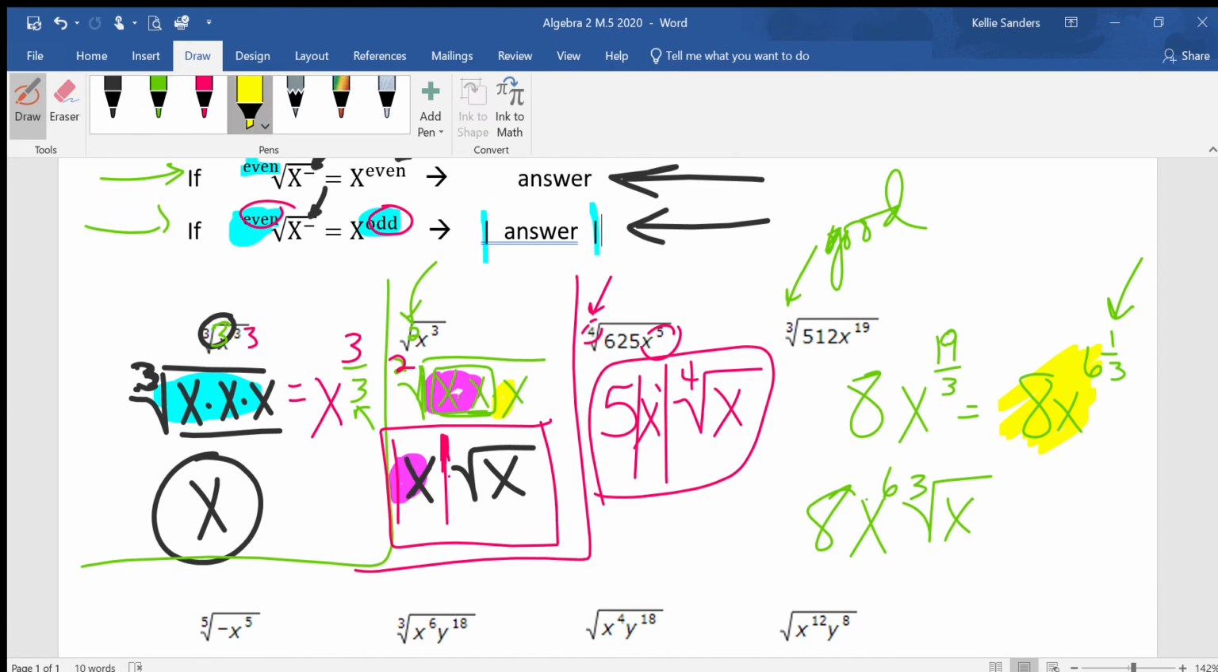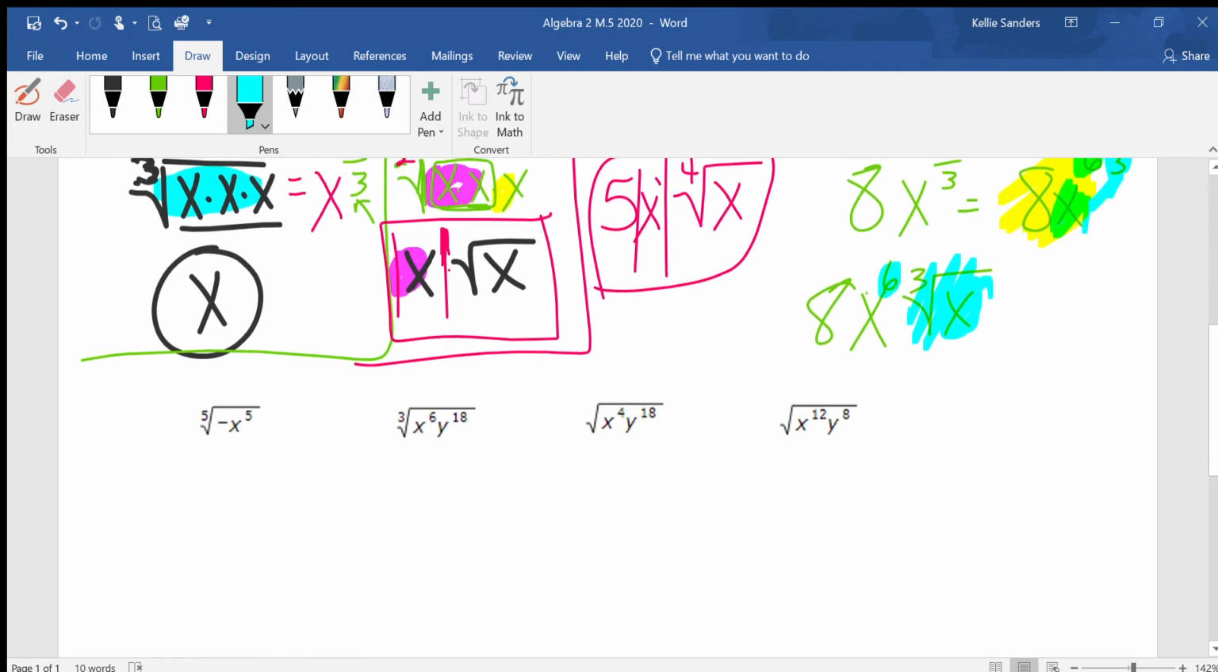So this 6 is this 6. This x is this 1 right here. And I'm going to try to change colors, but I didn't do it. Okay. Let's go on.